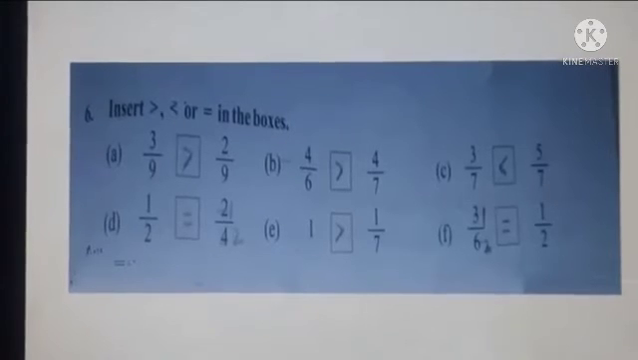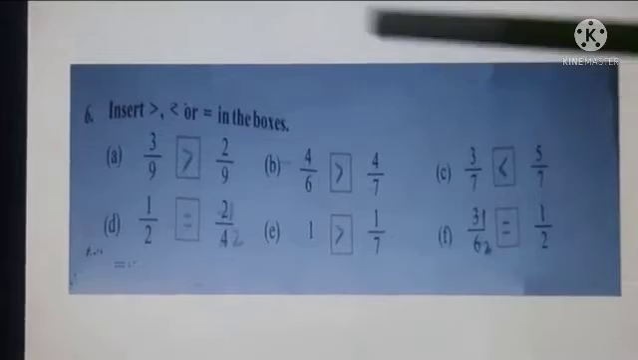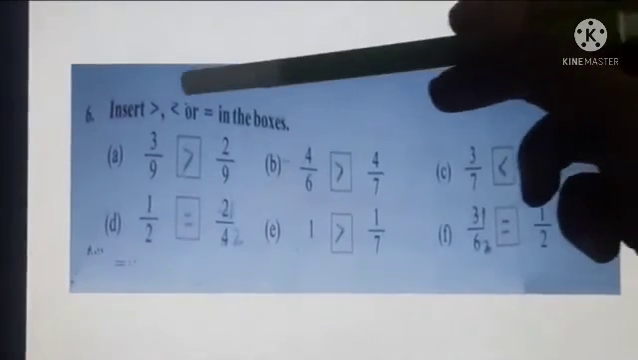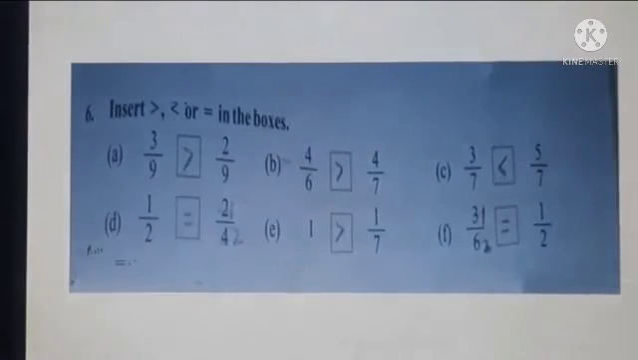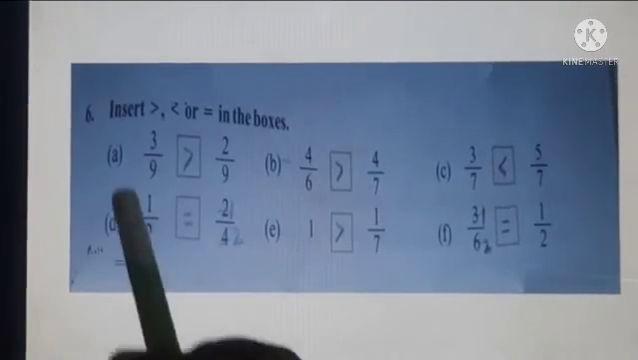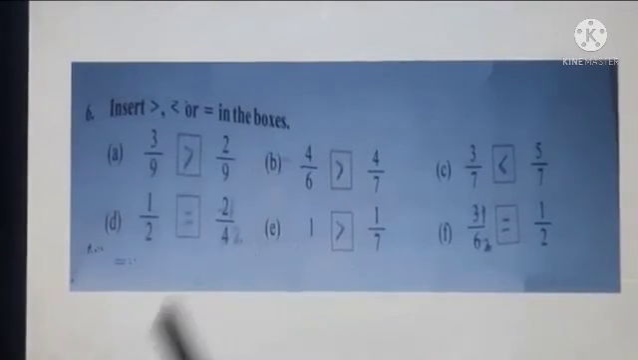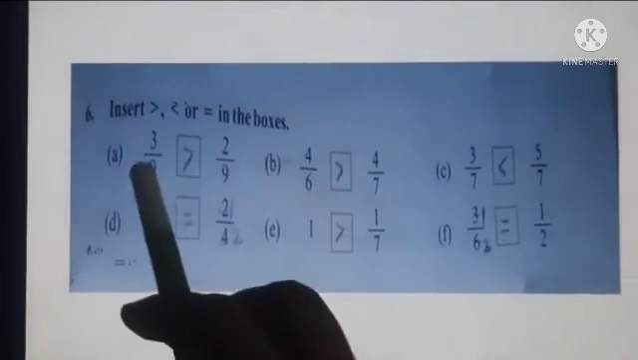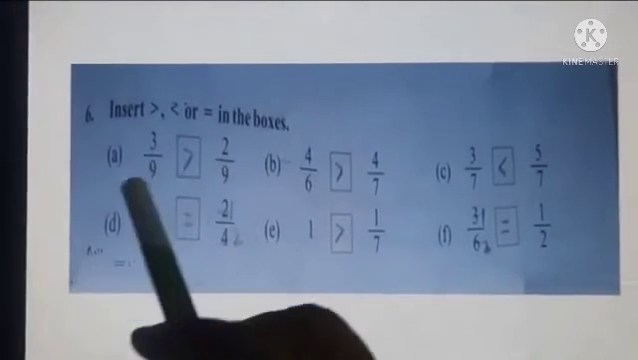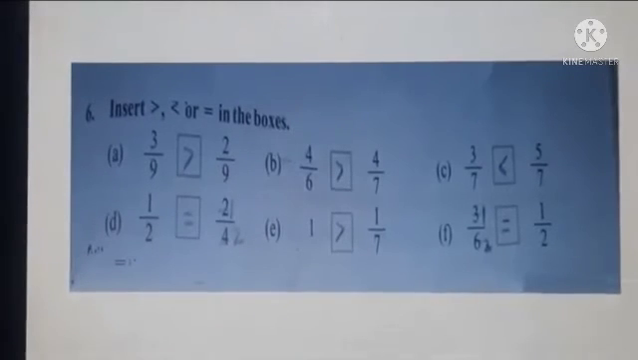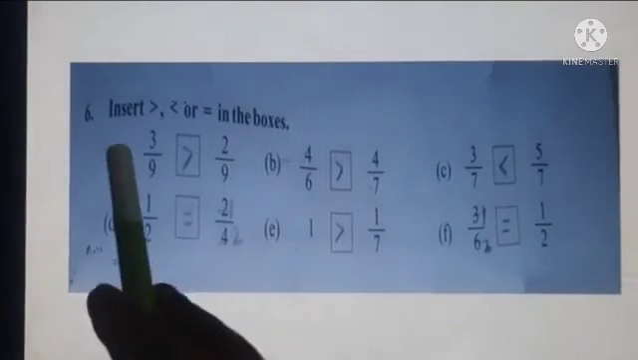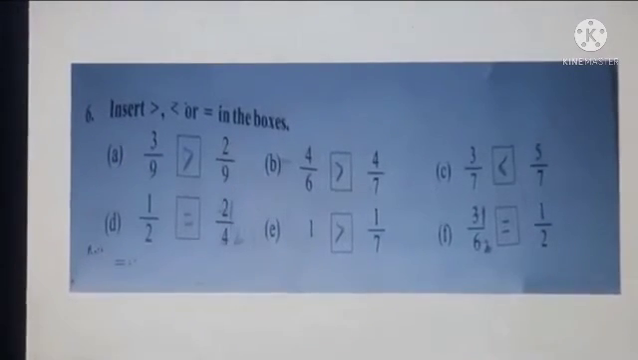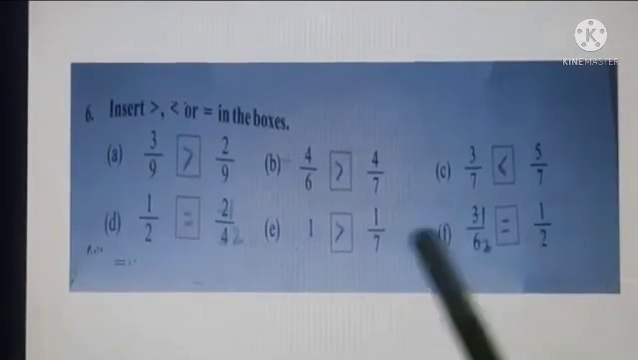Now our question number 6, it is given in your book. Insert greater, less or equal sign in the boxes. A part, 3 upon 9, 2 upon 9. See, the denominators are same, and when denominators are same, then the fraction whose numerator is greater will be the greater fraction. So 3 upon 9 is greater than 2 upon 9.